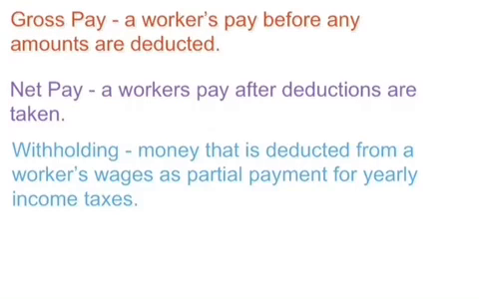Withholdings is money that's deducted from a worker's wages as partial payment for yearly income taxes. You have to pay taxes on any income that you make as an individual, and what businesses or companies will do is deduct money from your paycheck each time you're paid. That helps you pay those income taxes. So those are called withholdings, and that's money that comes out of your check either each month or every 2 weeks, or however often, to help you pay those income taxes that you have to pay every year.